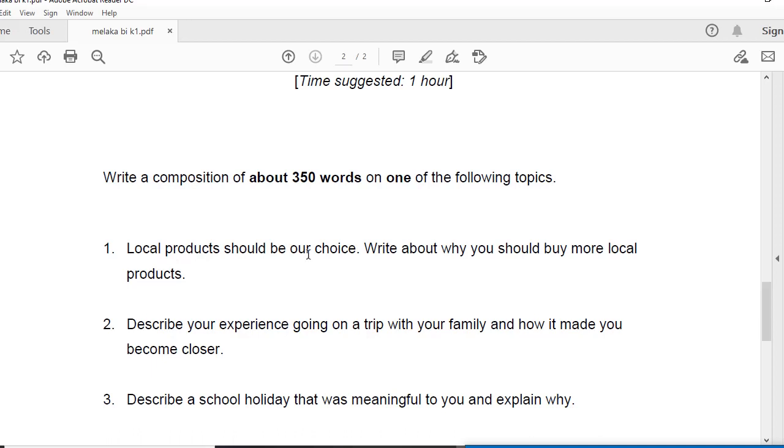Local products should be our choice. Write about why you should buy more local products. Okay, local products means barangan buatan tempatan, barangan buatan Malaysia. So you give the example of the products and you have to explain why you should buy more local products instead of buying imported products.